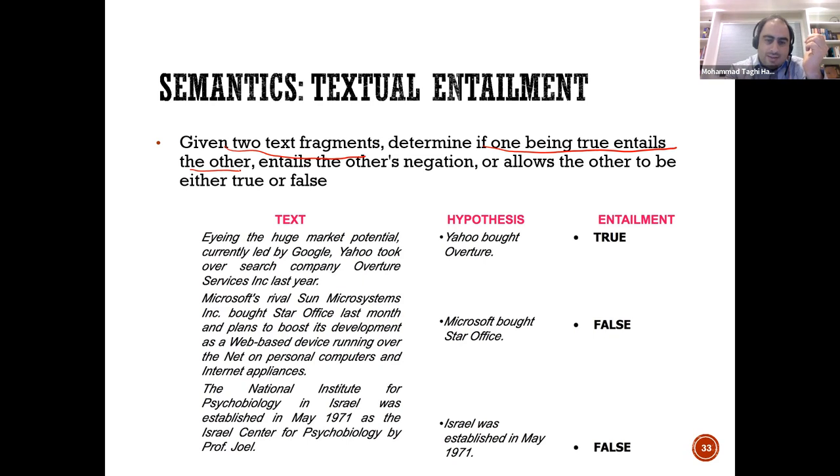You can see this is a text that is mentioned here: Eyeing the huge market potential currently led by Google, this, etc. And then from this one, the hypothesis that Yahoo bought Overture. You can read it and then from this, see whether it is correct or not. It is true actually. But a similar thing, Microsoft bought Star Office, is actually false from this. Or Israel was established in May 1971, it is also false. Here, if you are not careful, you may claim that it is the case.